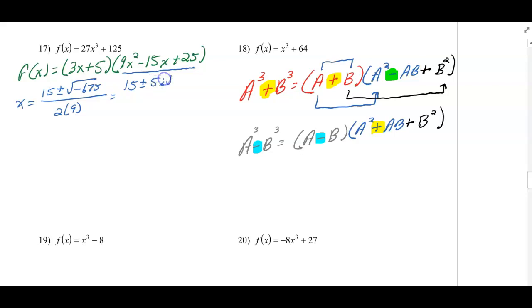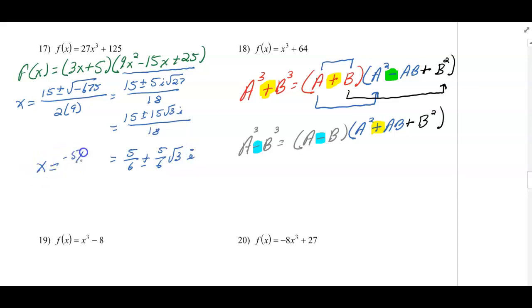So 5i square root of 27 over 18. I could break that down even further because 27 is 9 times 3. So plus or minus 15 square root of 3 times i over 18. So 5 over 6 plus or minus 5 over 6 square root of 3 times i. The other 0 is x equals negative 5/3. So here are the zeros then highlighted in yellow.